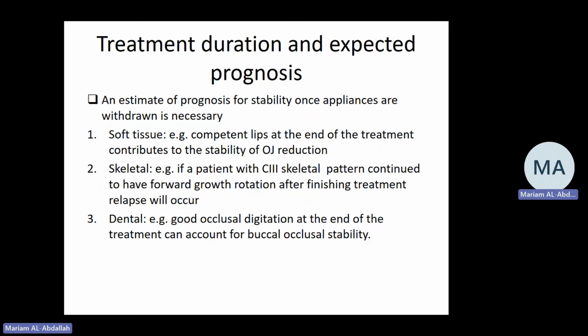Now, regarding the prognosis and stability, it's important to consider different factors: soft tissue, skeletal, and dental. For example, soft tissue, for example, reduction of overjet, the stability of reduction of an overjet really relies on achieving competent lips. Skeletally, if the patient is still growing, then a class 3 skeletal pattern should be kept under review because it might get worse and you might have relapse. Dentally, good occlusal interdigitation might enhance the stability, so you should always aim for good interdigitation. Otherwise, you need to consider this during your retention stage.